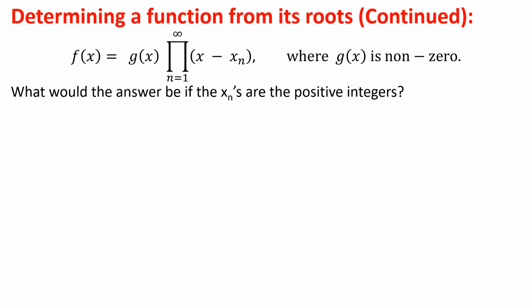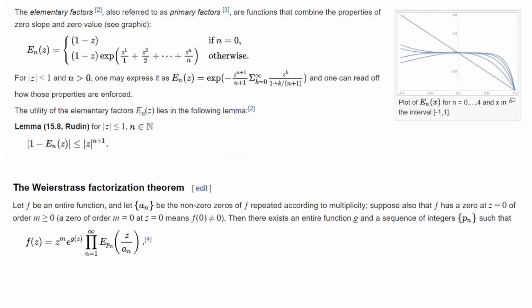So this leads to one of the most beautiful theorems in mathematics, the Weierstrass factorization theorem. And so here, these functions E_n of z are called the elementary factors. And here, when n equals 0, it's just the function 1 minus z. And then more generally, we start expanding over here. And this gives us some convergence assistance.